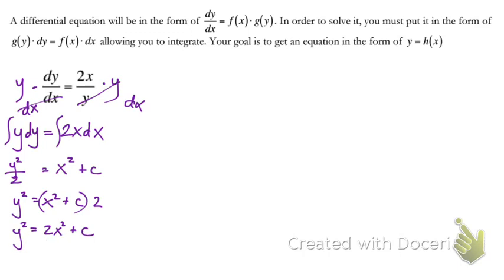Then to get rid of the square over the y, I just take the square root. So y equals plus or minus the square root of 2x squared plus c. Final answer.